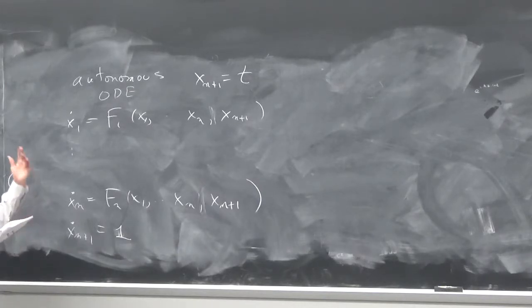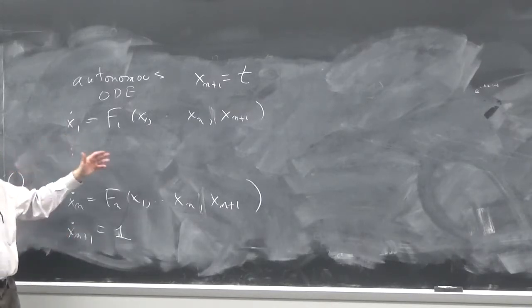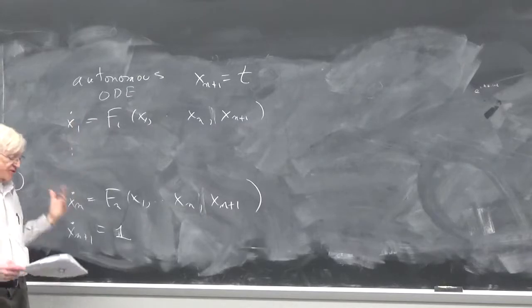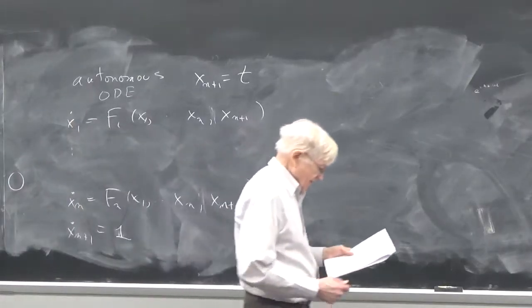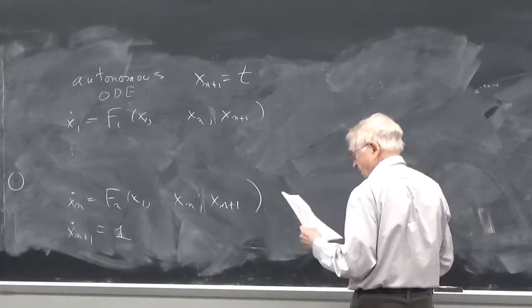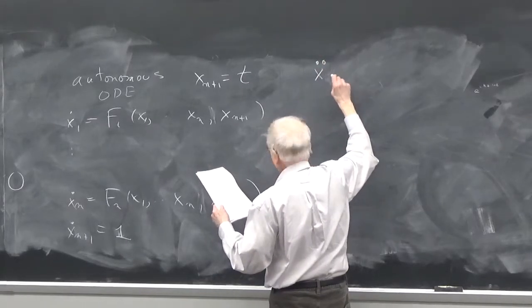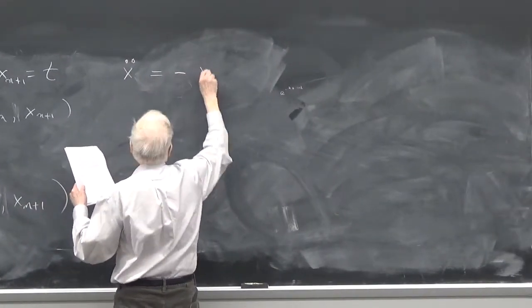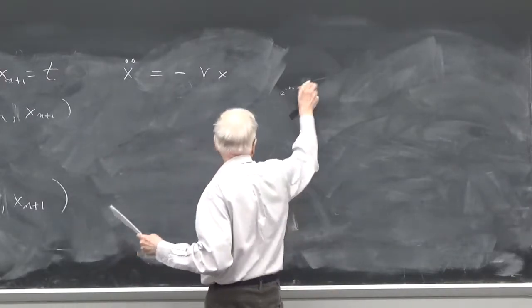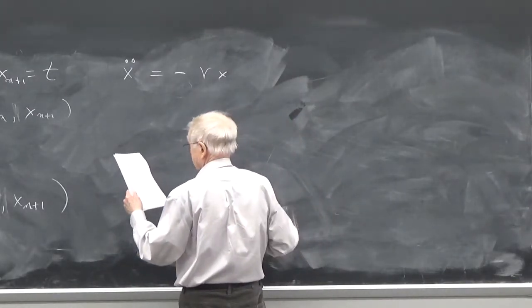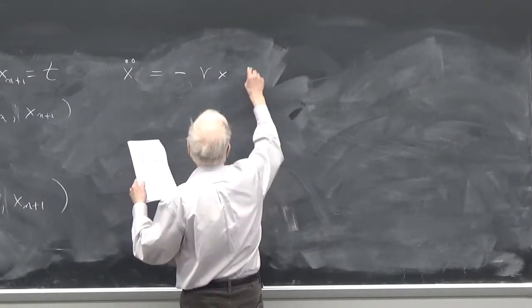You can also, with similar tricks, have higher derivatives with respect to time and recast them as first order autonomous systems. The example that I worked out for you was this one. I have two second order nonlinear differential equations.